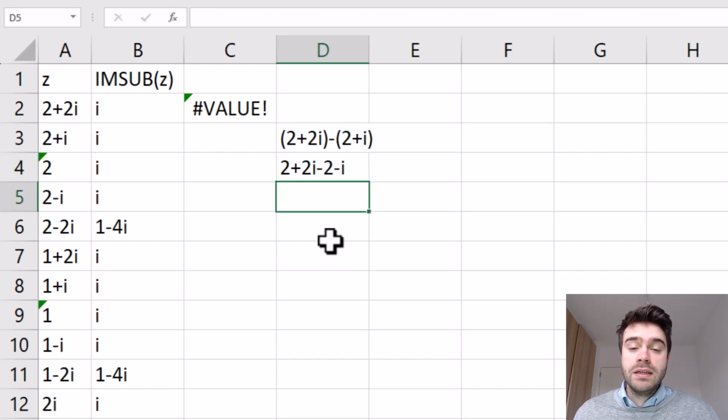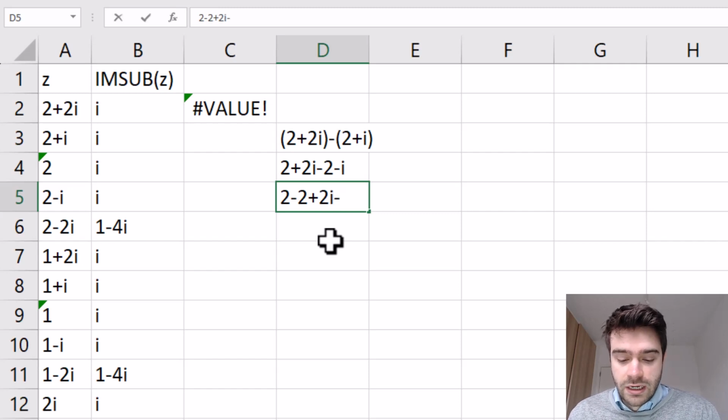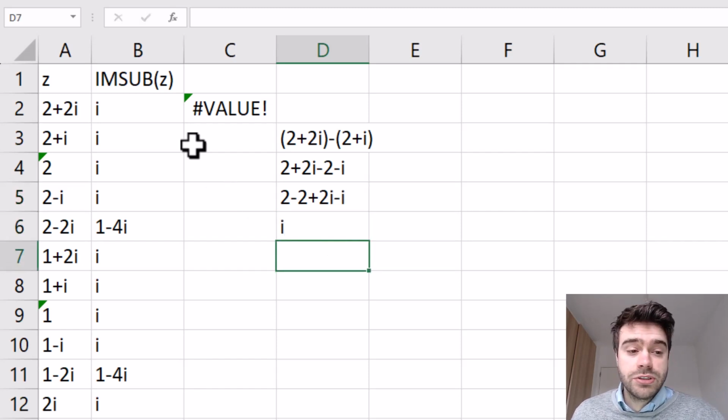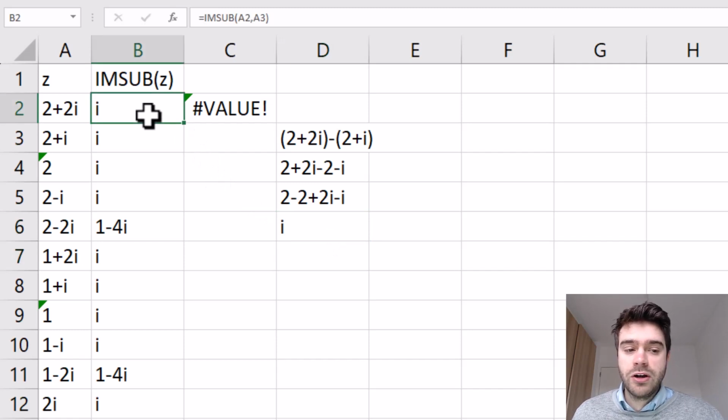And now we simply take the real parts and the imaginary parts together. So that becomes 2 minus 2. And then we have plus 2i minus i. So that becomes just i, which is indeed the result we got earlier using the IMSUB function. So whenever you need to subtract two complex numbers with each other, you can use the IMSUB function within Excel.